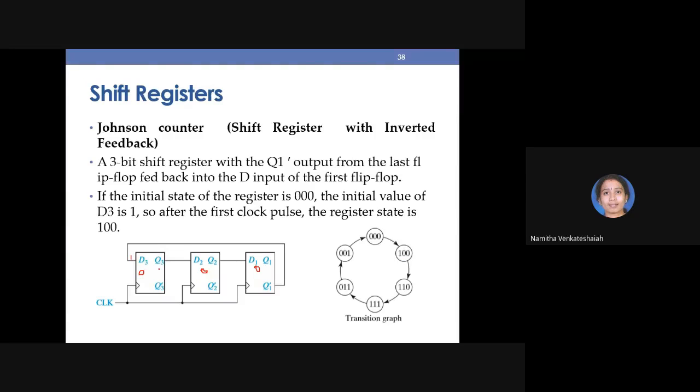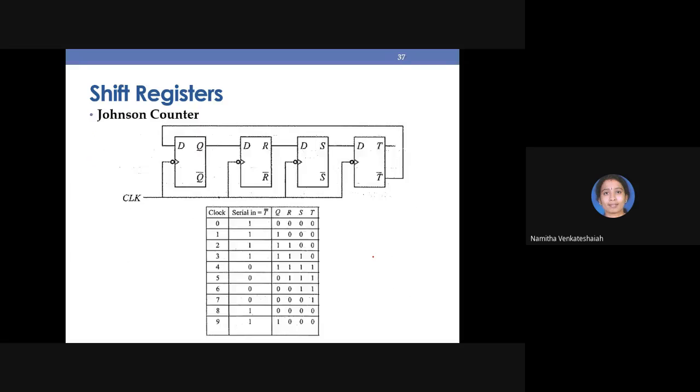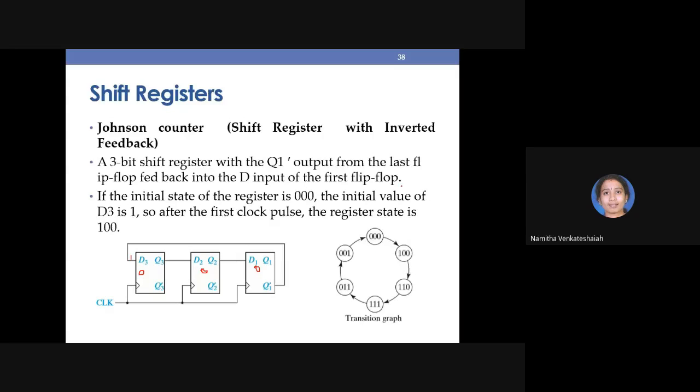It is again receiving 1, so it will become 110. Next it will become triple 1. When it becomes triple 1, here you are going to give 0. So it will become 011, and again 001, and again 000. So it will keep on continuing in this only if you assume it starts from triple 0. But one thing, if the initial state is 000, the initial value of D3 is 1. So after that clock pulse, the register state is 100 and it continues.